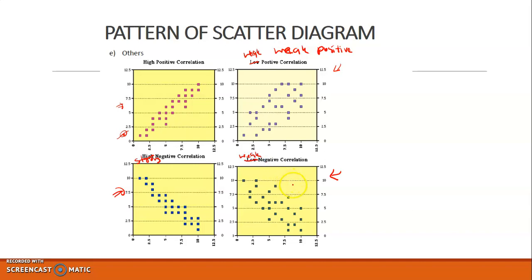Okay, because the decreasing pattern is not nicely decreased like this one. So we cannot say that this is a strong negative correlation. So for this one, it is weak negative correlation.